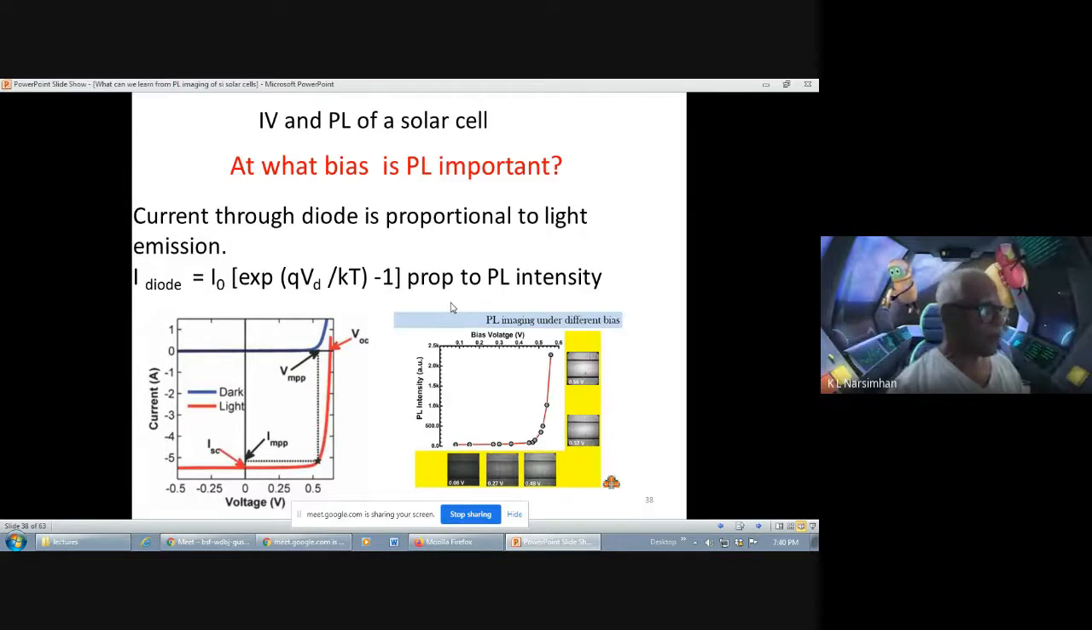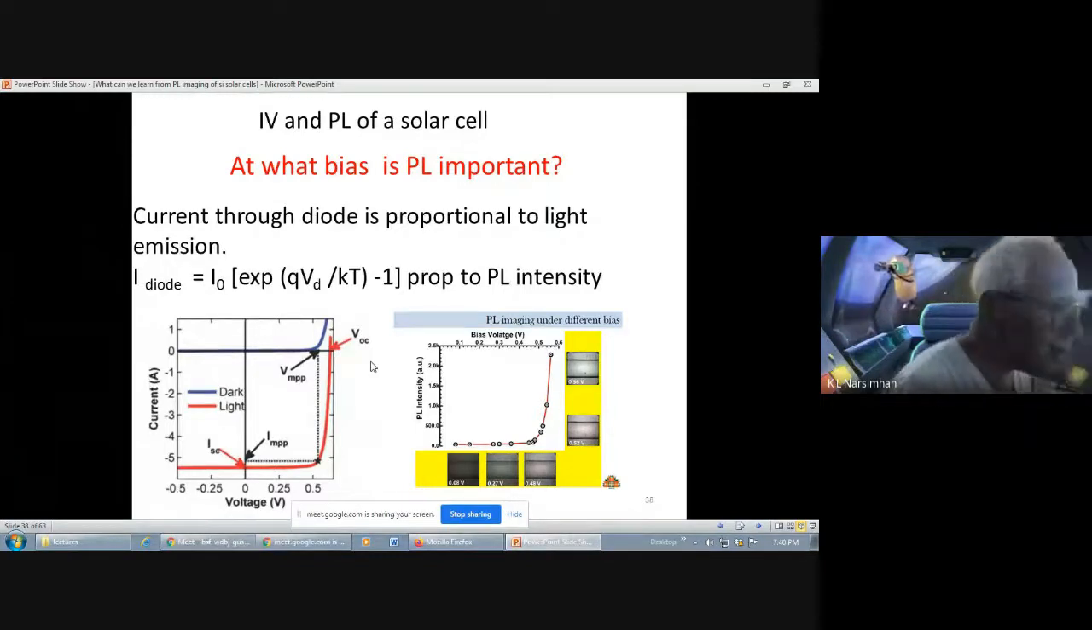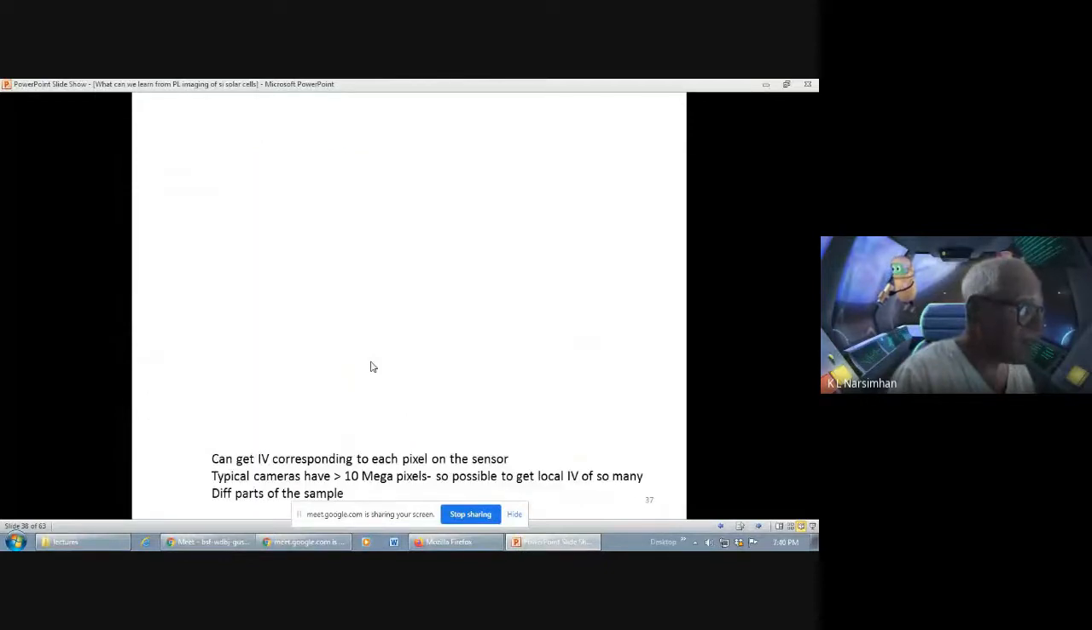So, and this is not surprising because of the current which is going through the diode, only a fraction is giving rise to luminescence. So in some sense, what you have done by taking the PL intensity is you are saying this is my IV, the typical IV of this curve. Now, why is this advantageous?